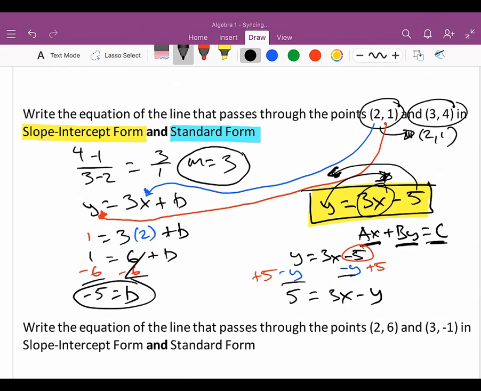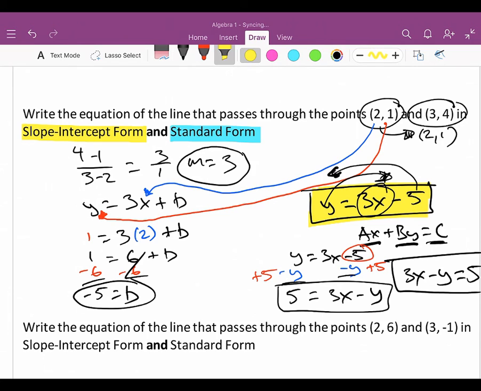So I'm kind of taking two actions at once. But your equation should be 5 equals 3x minus y. Now if you want it exactly like the ax plus by equals c form, just flip it around. It would be 3x minus y equals 5. That is your standard form.